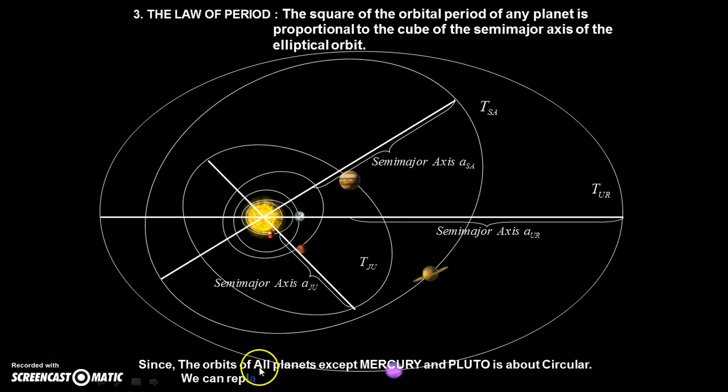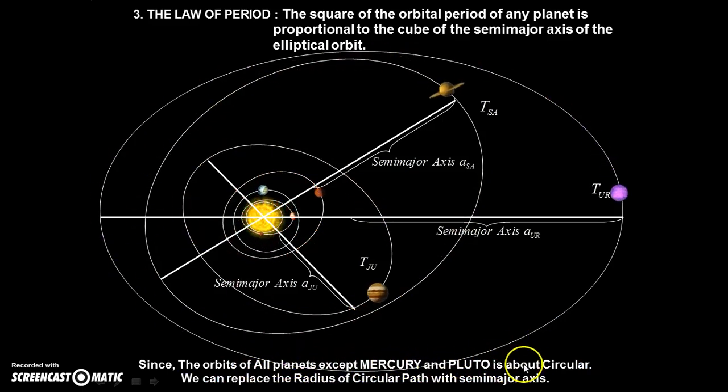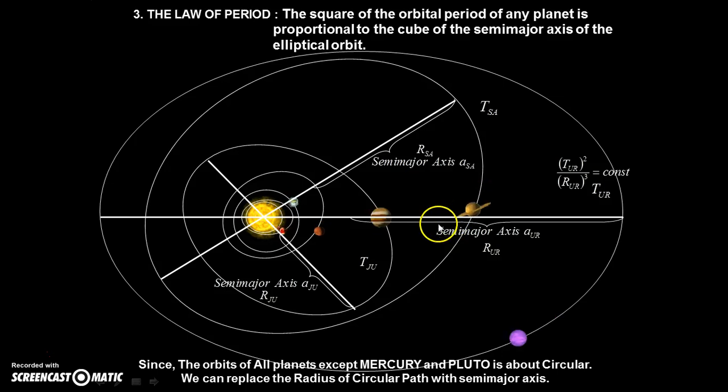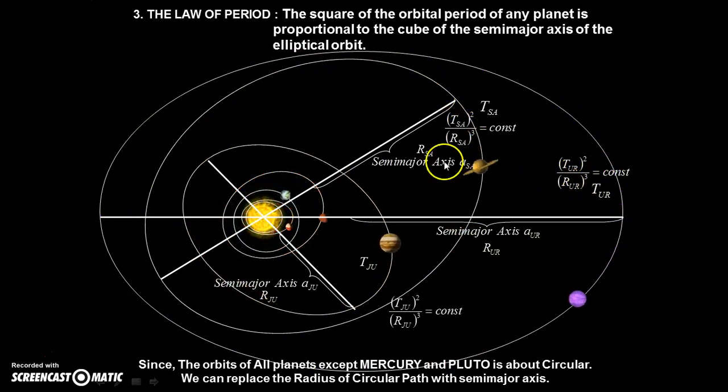The orbits of all planets except Mercury and Pluto are about circular. We can replace the radius of the circular path with the semi-major axis, and I will use the radius of Uranus, the radius of Saturn, and the radius of Jupiter. The period of Uranus squared over the radius of Uranus cubed is equal to a constant. For Saturn it is also the same, and Jupiter also the same. Any planet has the same constant.